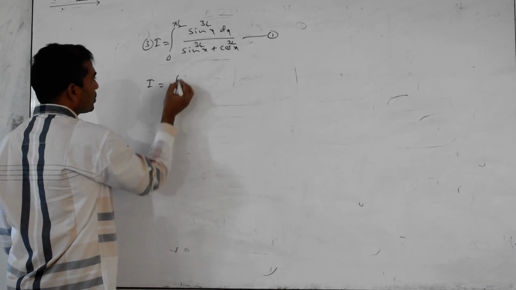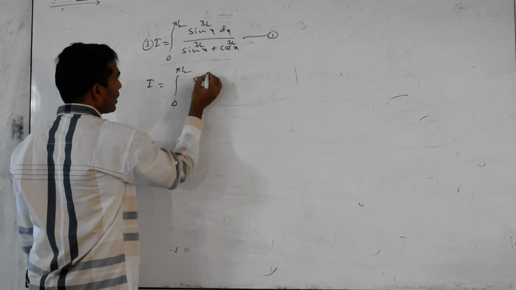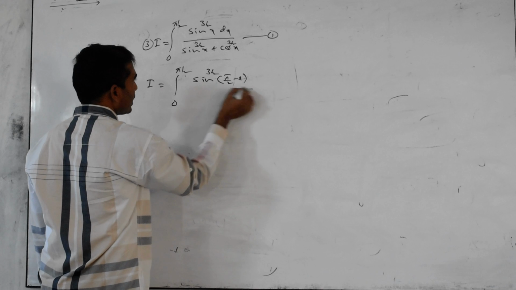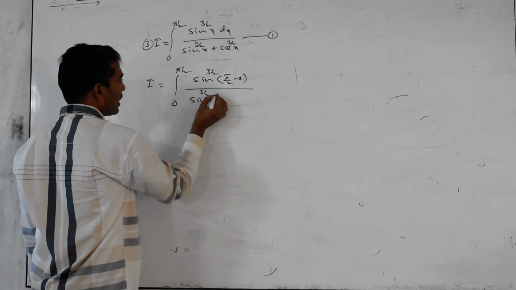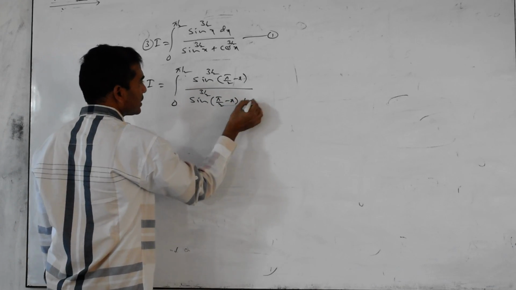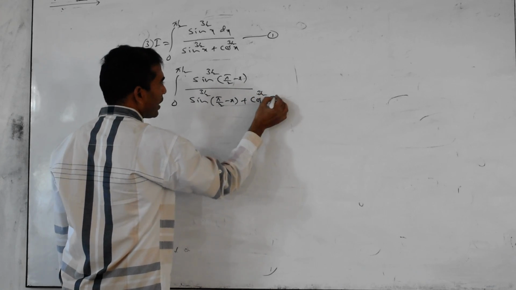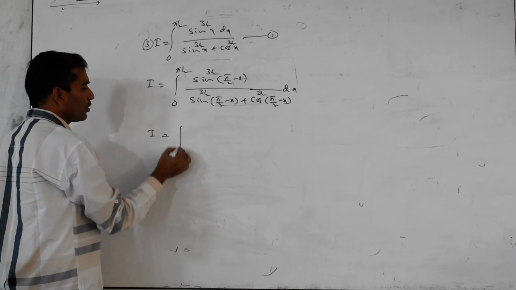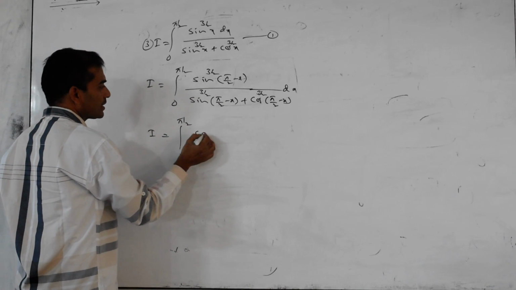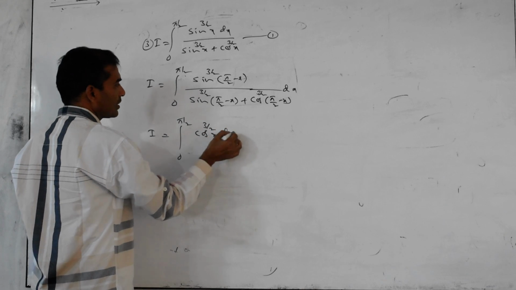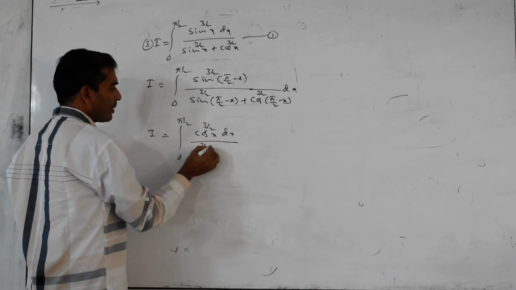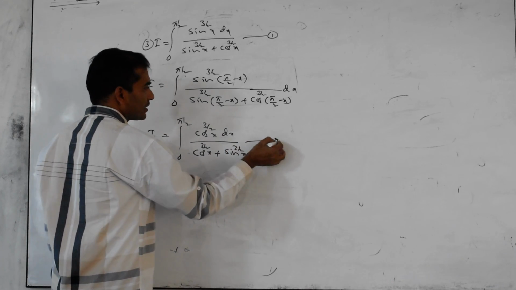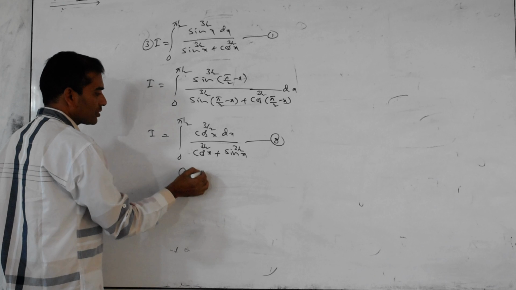I equals the integral from 0 to pi by 2 of sin^(3/2) x over the denominator. Use the property: x replaced by pi by 2 minus x. So sin^(3/2) of (pi by 2 minus x), cos^(3/2) of (pi by 2 minus x) dx. I equals the integral from 0 to pi by 2 of sin(90 minus x) becomes cos x, so this is cos^(3/2) x plus sin^(3/2) x. This is the second one; add 1 plus 2.